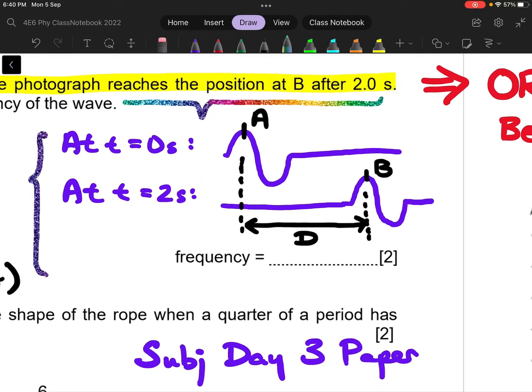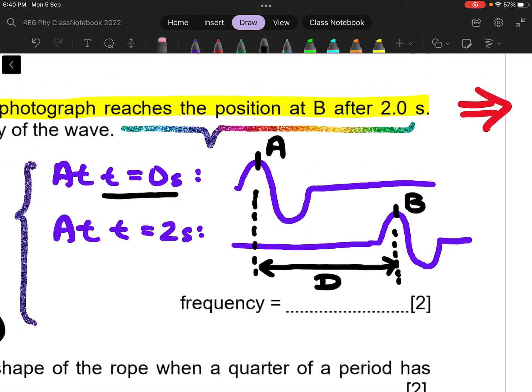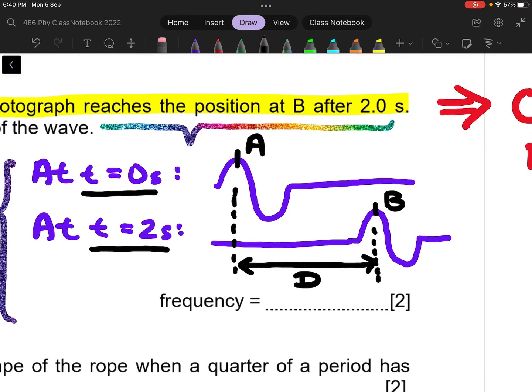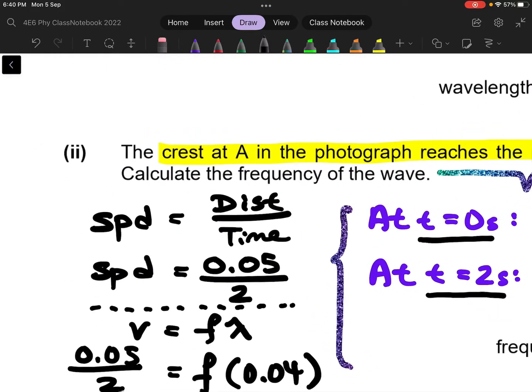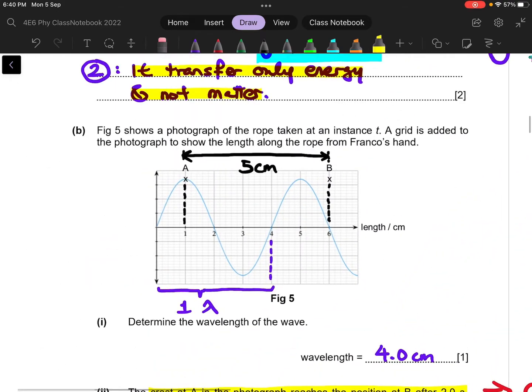What this yellow paragraph is trying to tell you is that if I take a photograph at time equals 0 here, I would have the crest at A, and then 2 seconds later, if I take the photograph again, I will see that the crest appears at B. They are trying to tell you the distance covered by the wave, the crest, over a period of 2 seconds. So from this information, you can actually find the speed of the wave. How do you find this distance? The distance is given in the graph.